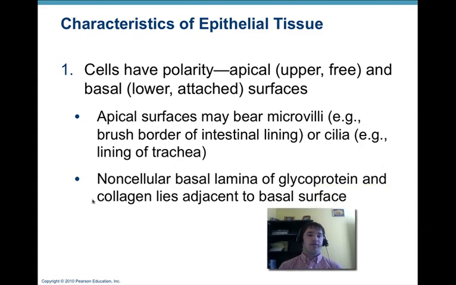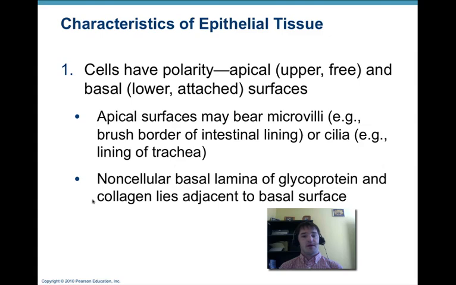Epithelial tissue have some defining characteristics. They have sides to the tissue. They have a polarity. You could think of it as a top and a bottom or an upper and lower surface. So they have an apical surface. This always has a free edge, and a basal surface, which is the opposite side of the cell from the apical surface.